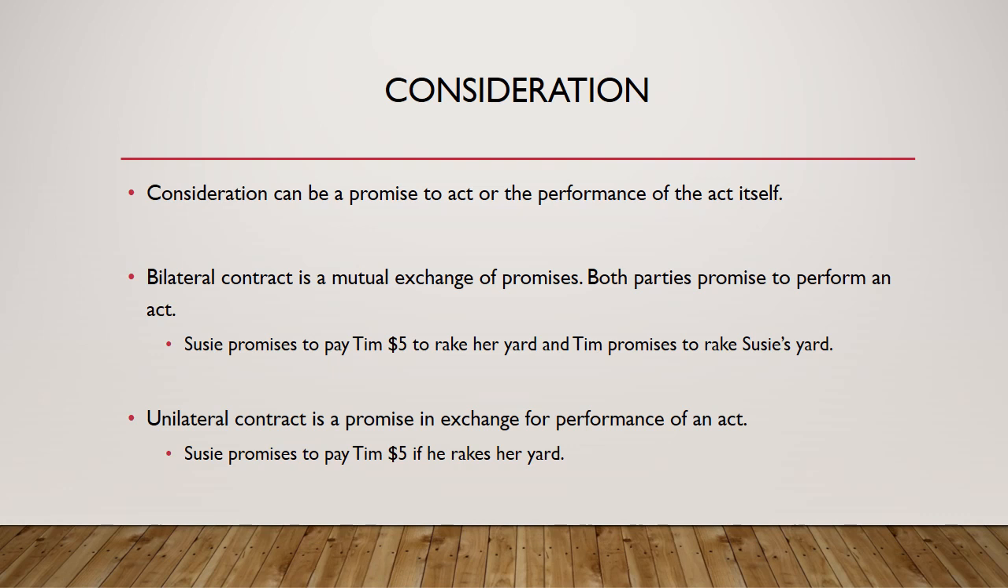So you have both of them making promises. Example here, Susie promises to pay Tim $5 to rake his yard and Tim promises to rake Susie's yard. That's a bilateral contract in which both parties have promised to perform an act. In contrast, a unilateral contract is a promise in exchange for a performance of an act. So Susie promises to pay $5 if he rakes her yard. So there's not any exchange until he performs the act.